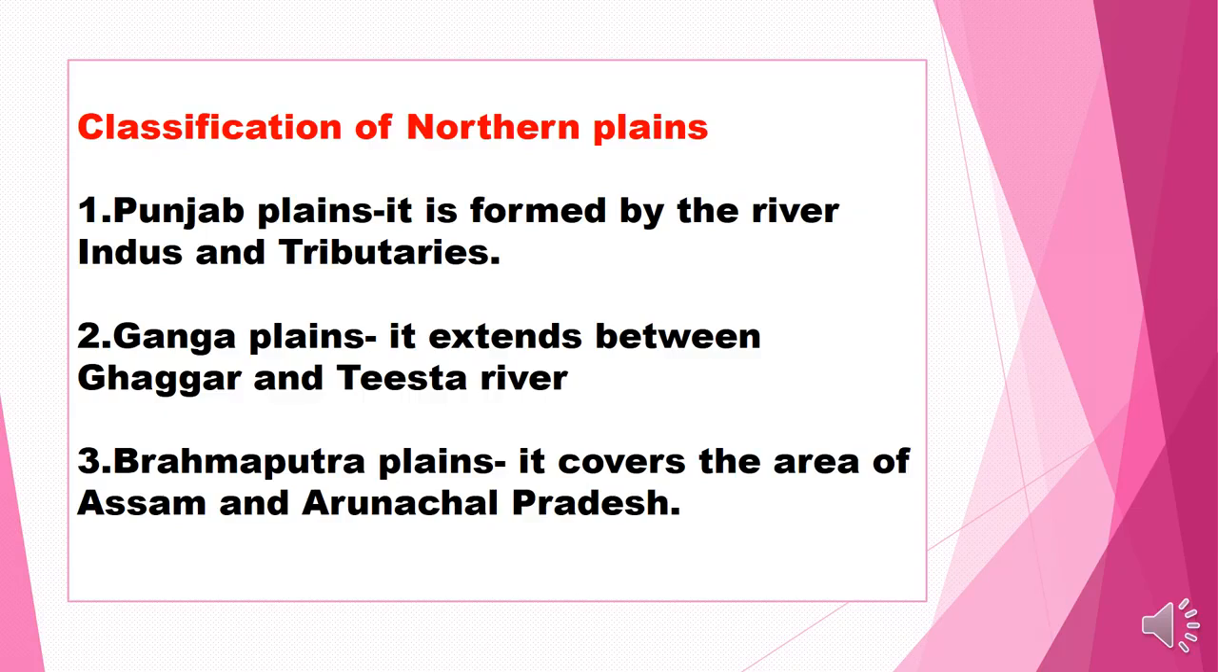Bihar, Jharkhand, West Bengal. And after that, Brahmaputra plain area covers the area of Assam and Arunachal Pradesh, because this river originated in China Tibet, and after that enters Arunachal Pradesh, Assam and Burma. So we can say the Brahmaputra plain area is formed by the Brahmaputra river, and it is mostly found in the area of Assam and Arunachal Pradesh. So we can say the northern plain area is divided into three sections: Punjab plain, Ganga plain and Brahmaputra plain area.